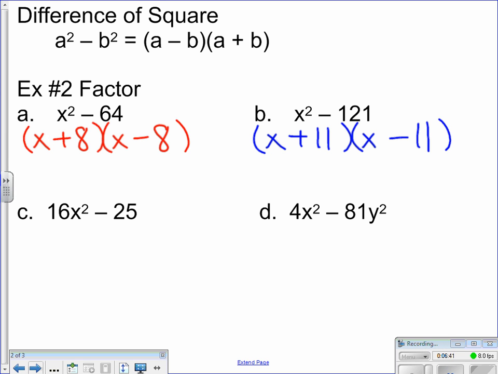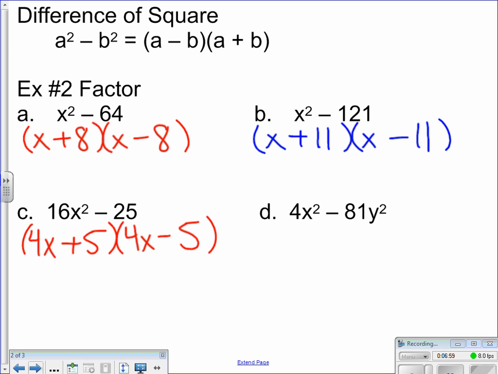16x squared. 16 is a perfect square. 4x, 4x. 25 is a perfect square. Good times, plus 5. Bad times, minus 5.